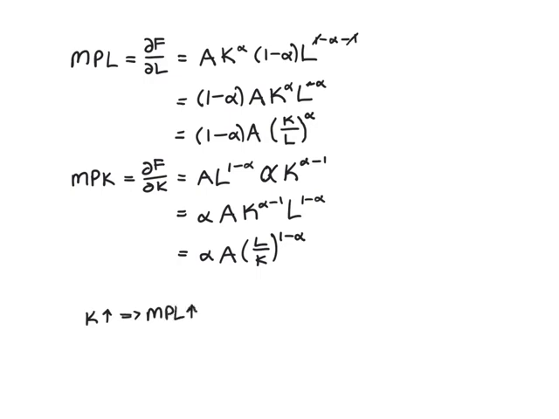Because when we look at this ratio here, as the ratio of capital to labor goes up, our marginal product of labor goes up. So higher capital, higher marginal product of labor. Similarly, as L goes up, we get a higher marginal product of capital, because in the marginal product of capital equation, it depends on the ratio of L to K. So this is nice to notice because it tells us that in the production process, K and L are complements.